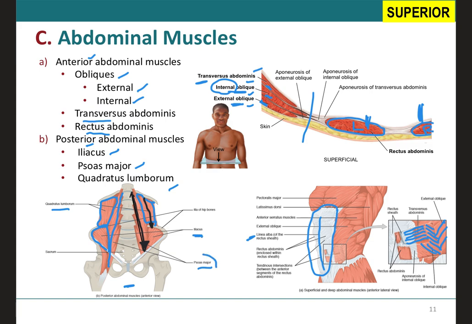Now the psoas major and the iliacus will come together after it passes this line over here, which is called the inguinal ligament, and it will become the iliopsoas muscle going down to your femur. Now, because these muscles originate further down than they insert, it means that they will pull muscles down and therefore flex the torso, besides doing other functions, which we will see in the next following slides.